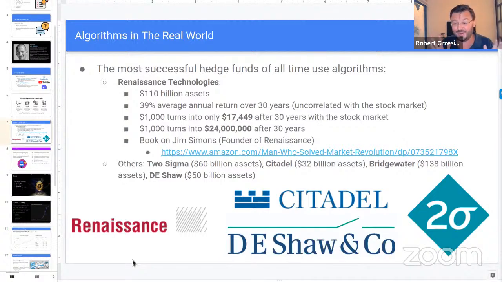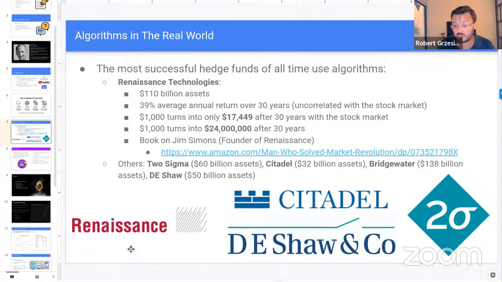They don't want any more, which is kind of crazy. The only way they can invest in their Medallion Fund is if you're an employee, right? It's employees only. But these guys have made a 39% average annual return over the past 30 years. And this is not 39% like, oh yeah, the market was up 39% last year. Imagine if that was every single year for 30 years straight.